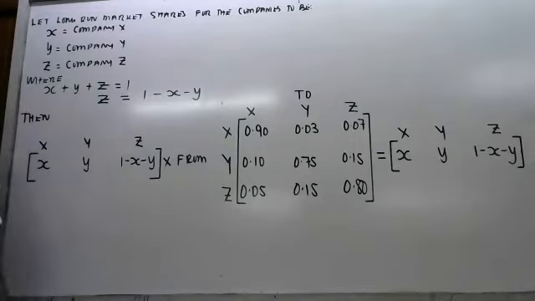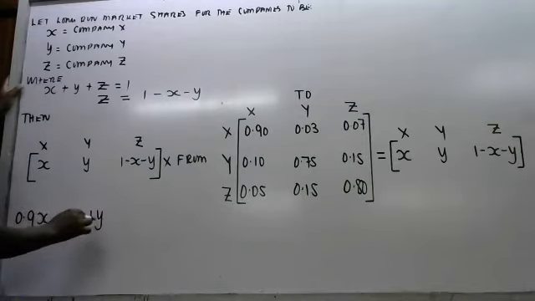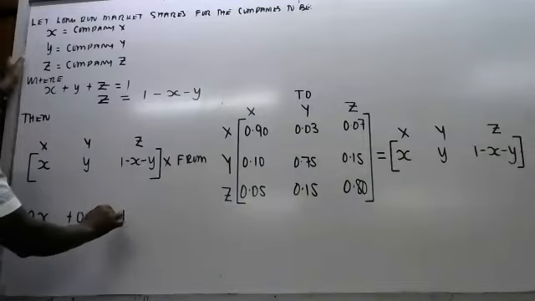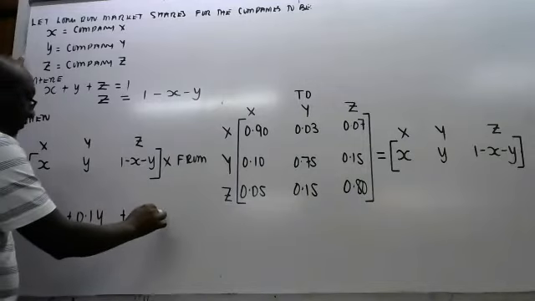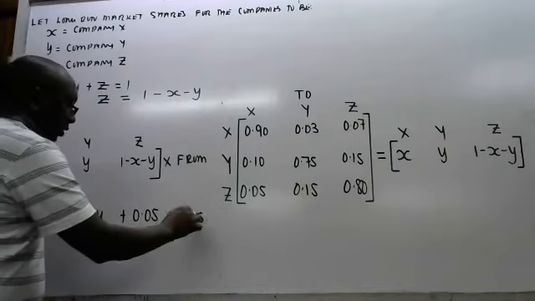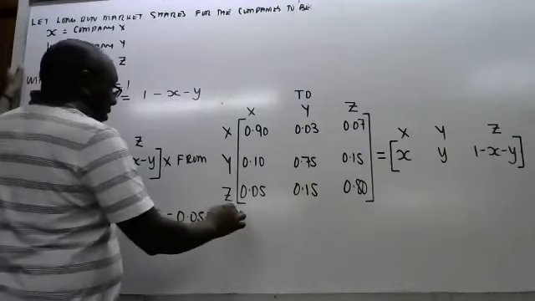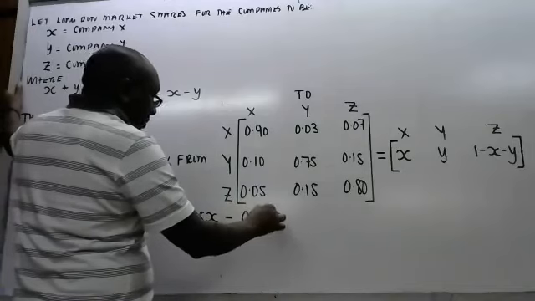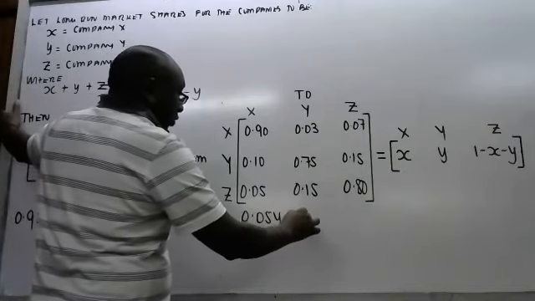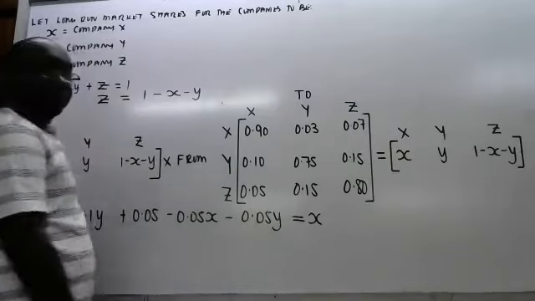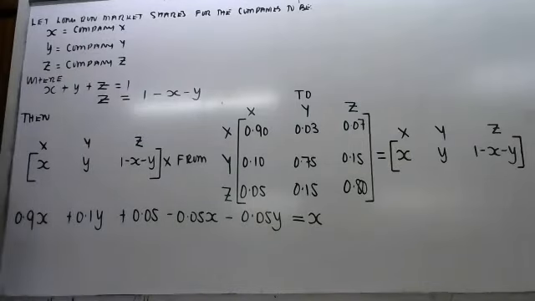Just multiplying the same way we have multiplied the other one that we had earlier. So it will be 0.9x plus 0.1y plus 0.05 minus 0.05x minus 0.05y should be equal to x.